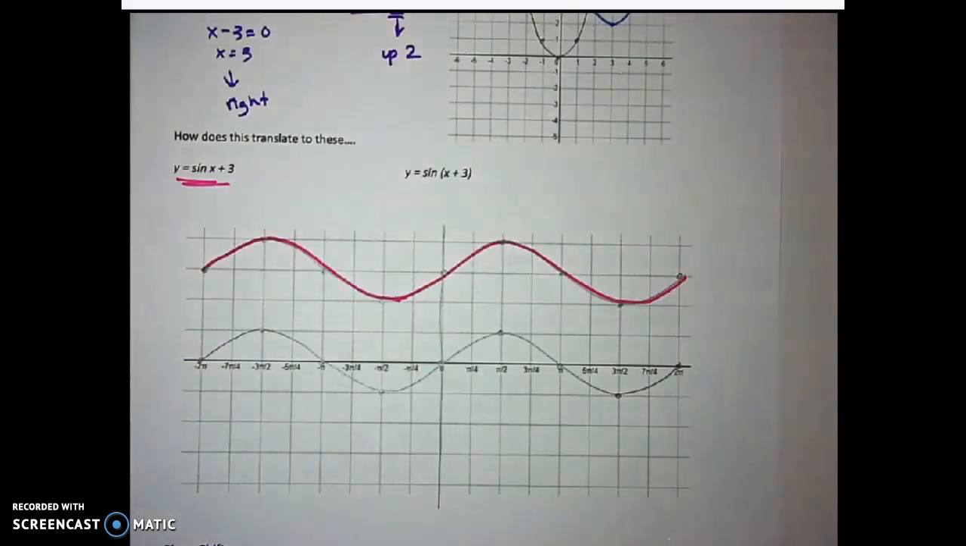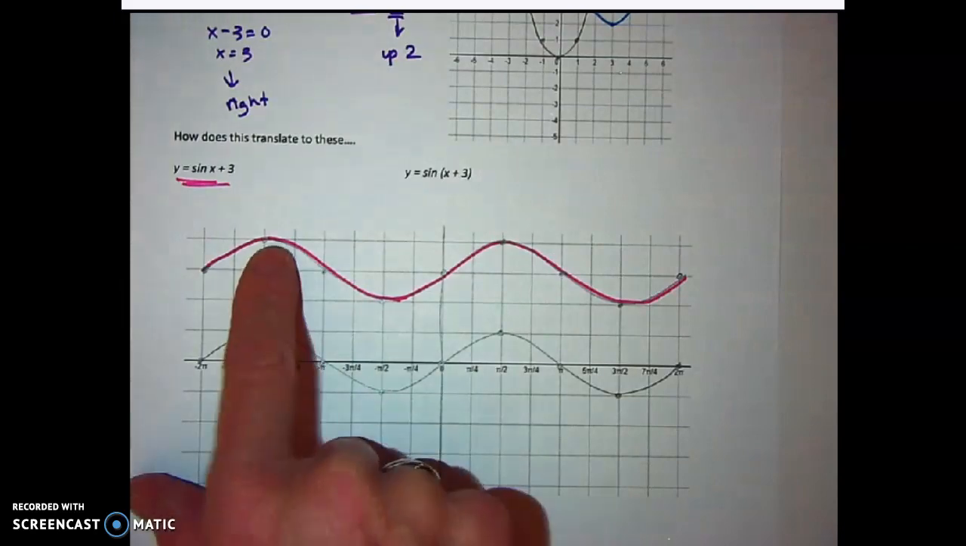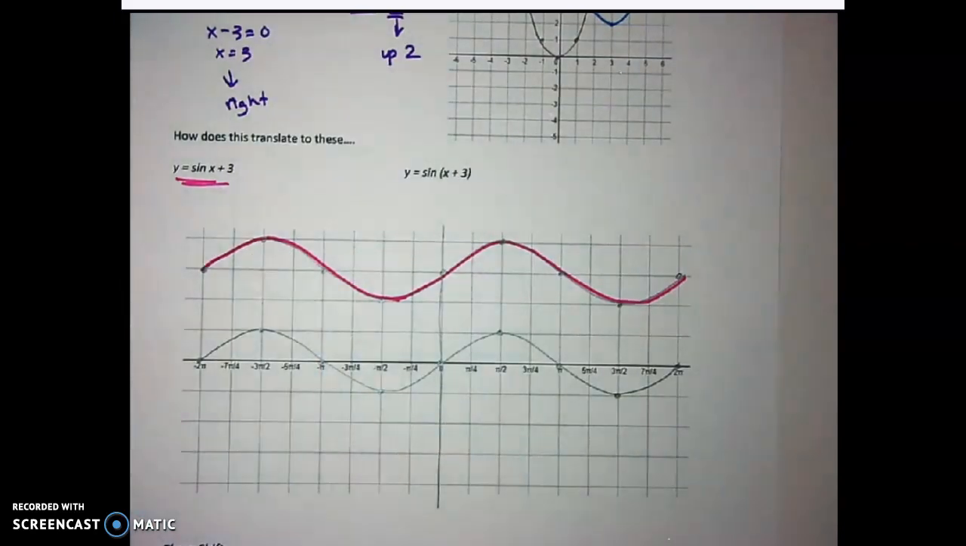Here we have the sine of x plus 3, and if you think about it, all it's saying is whatever value you get for the sine of x, so for example we get 1 here, we're just adding 3, so it's going to go up to 4. So it just raises the whole graph 3 units. Now go ahead and graph y equals the sine of x plus 3.